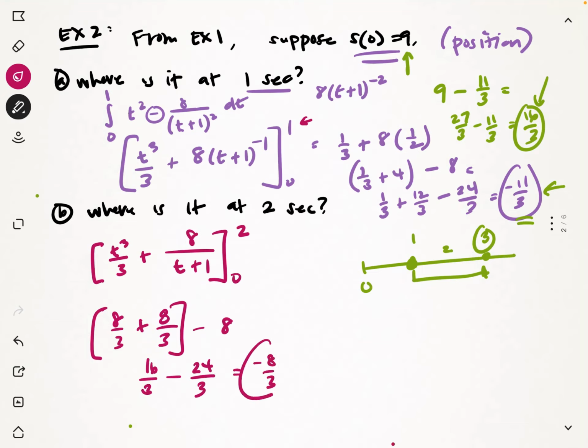And remember again, this is just how far we've traveled in relation to the initial position, so we have to add that to our 9. We should do 27 over 3 minus 8 over 3, which is 19/3. That is our ending position. 19/3? Yeah.